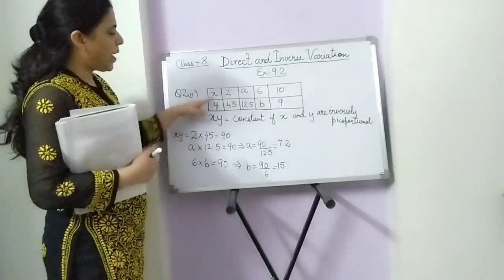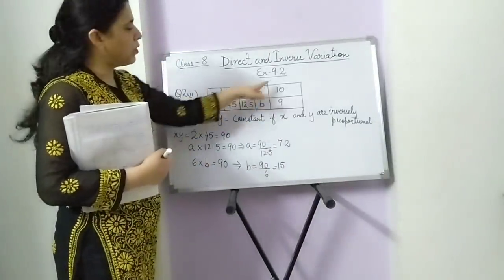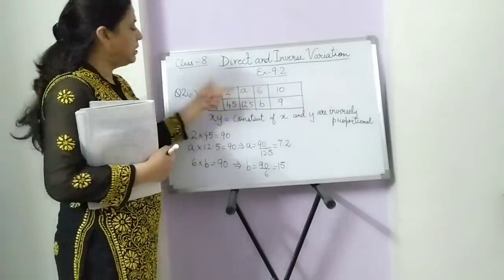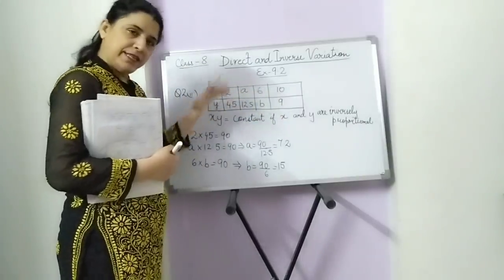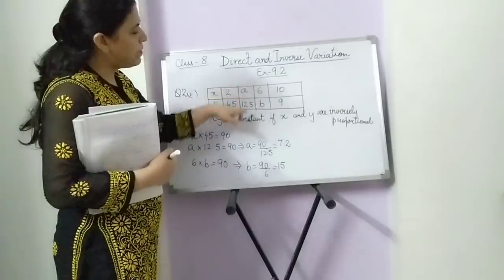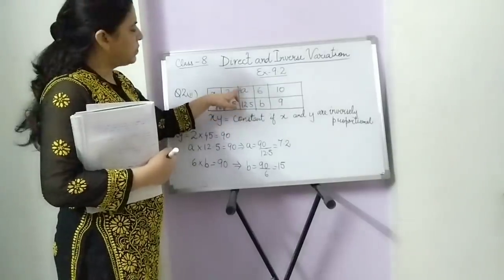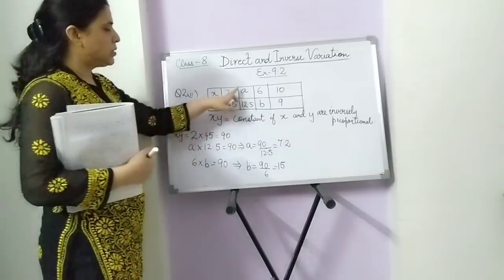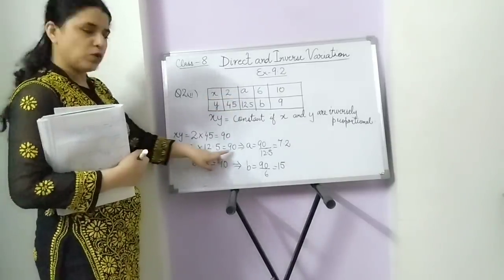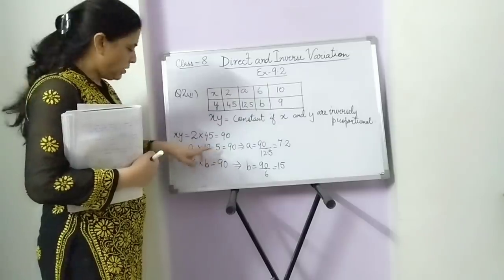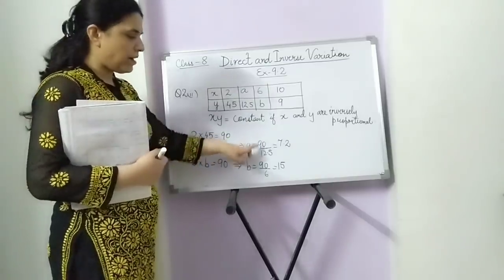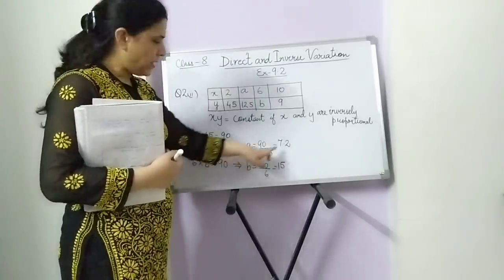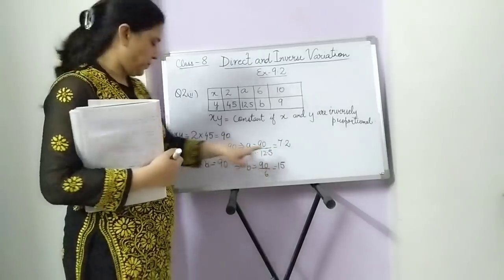So X into Y. See, these two quantities are given: 10 into 9 is 90, 2 into 45 is 90. See, XY is constant. So the same will be the product for the others also. We can write XY is 2 into 45, which is 90. So A into 12.5 will also be equal to 90. So A is equal to 90 divided by 12.5, and it comes out to be 7.2.